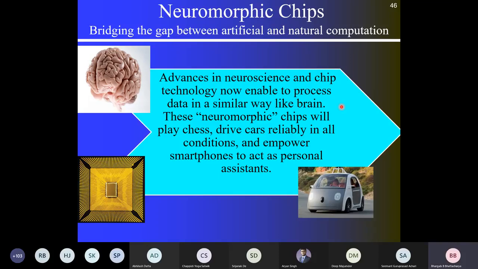Although this is not fully understood, some of the technology has already been built on a small scale, like what is called the driverless car and so on. They use this kind of neuromorphic chips. So they will be able to play chess, drive cars, and empower smartphones or personal assistants and so on. Mostly these are built on different kinds of learning technologies which are evolving nowadays.